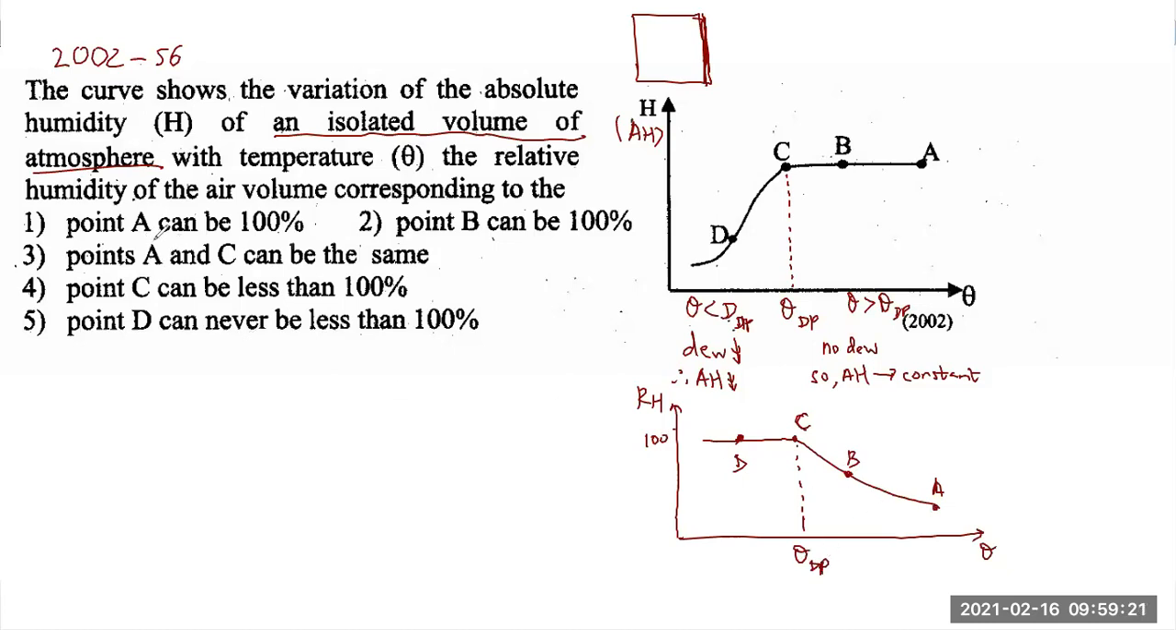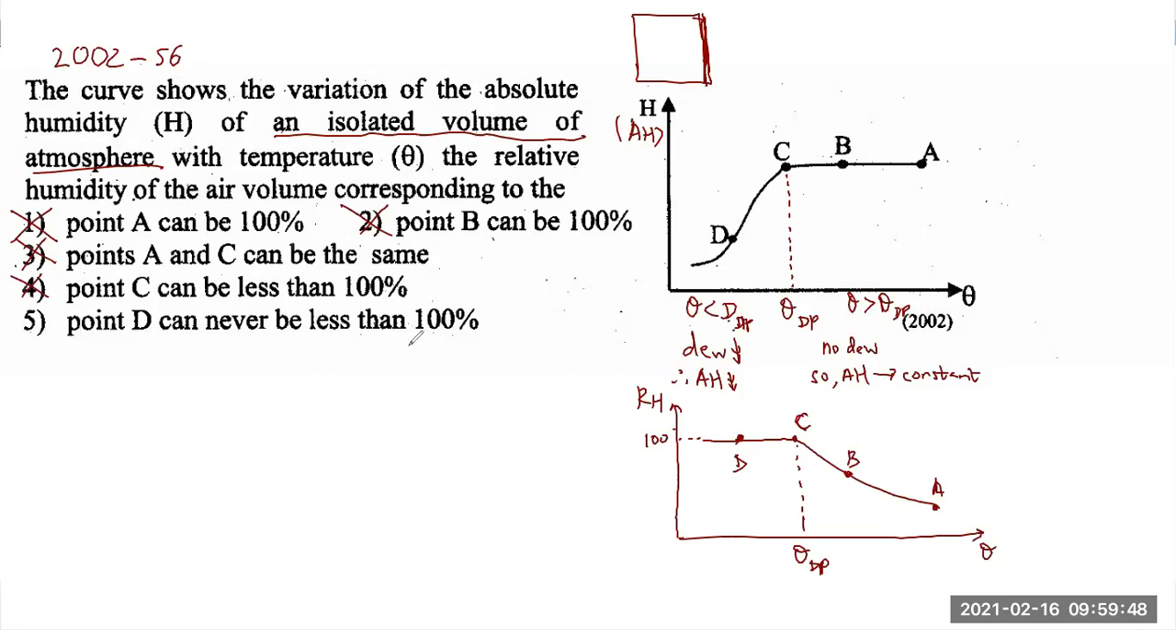Right, let's move on. The relative humidity of air volume corresponding to point A can be 0, can be 100. Wrong. Point A is definitely not 100. It is less than 100. Point B can be 100. That is also wrong. Point A and C can be same. No, wrong. Point C can be less than 100. That is wrong because it has to be 100, because that is the point where the air is becoming saturated.